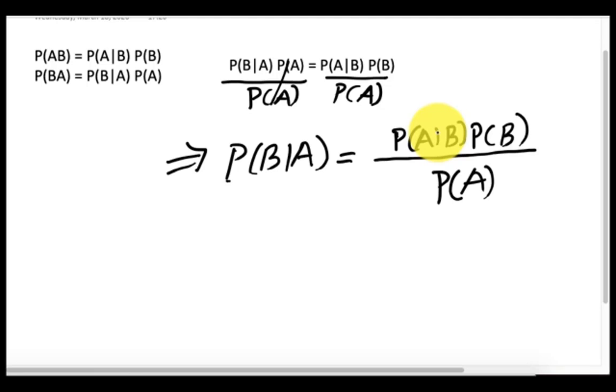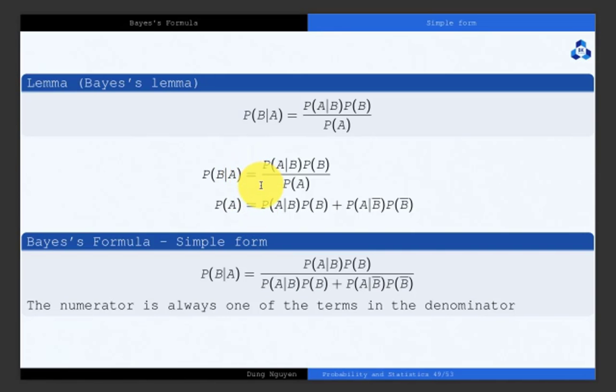Now we can combine this equation and the total probability formula to get the Bayes formula. We have these two equations, and the second equation is the total probability formula. We can plug the second equation into the denominator of the first equation to get the Bayes formula. And it is useful to notice that the numerator of the fraction on the right-hand side is always one of the terms in the denominator. In this case, the numerator is the first term in the denominator.